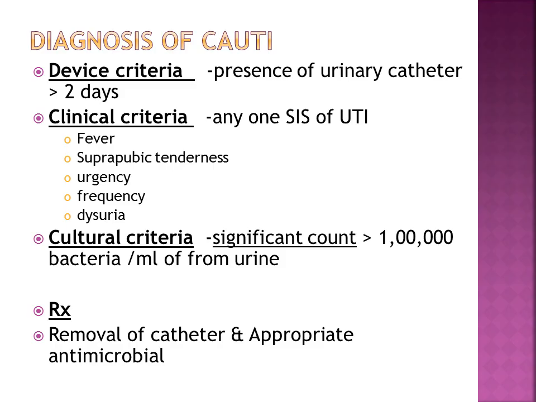Then cultural criteria, so it is significant count is more than 10 raised to 5 per ml of the urine, it is called as significant bacteriuria. And then in that, treatment is removal of the catheter and appropriate antibiotics should be given.